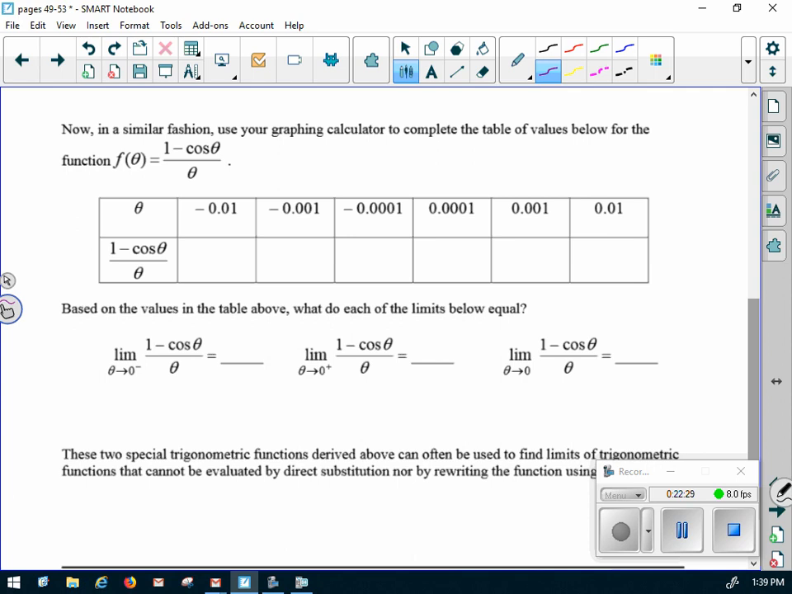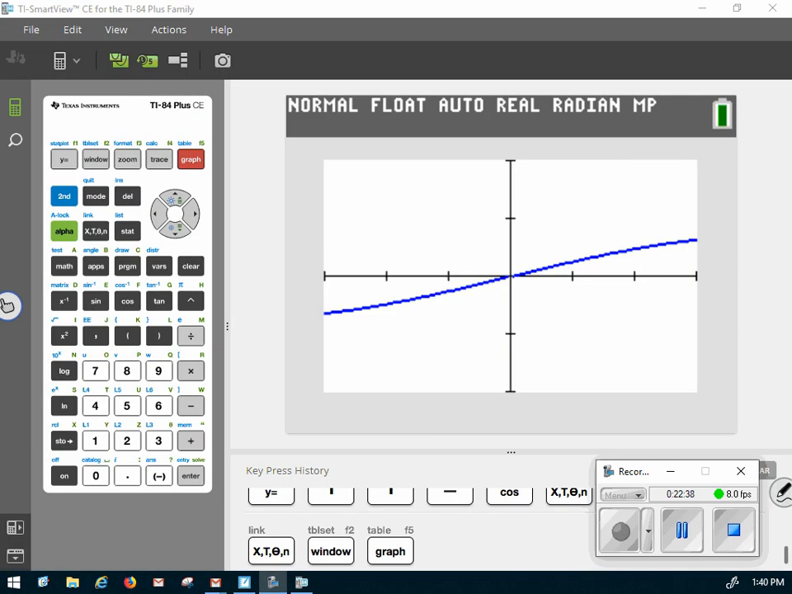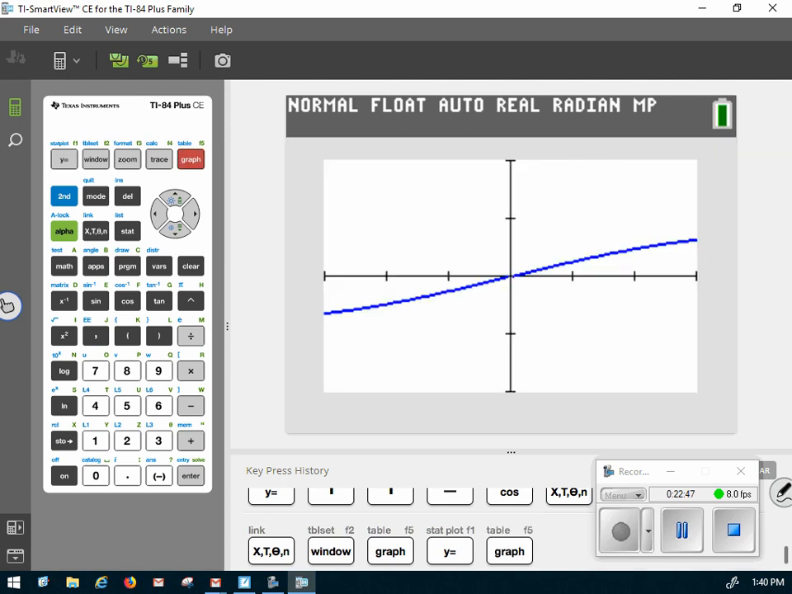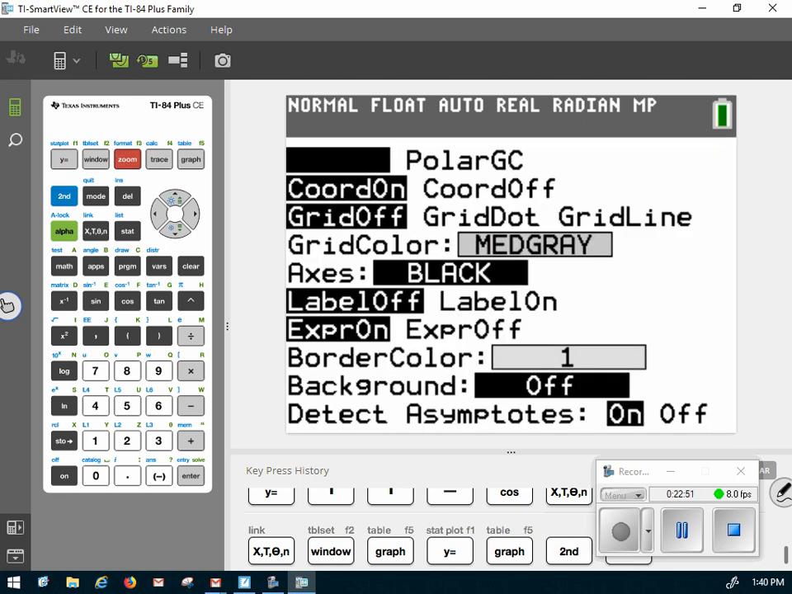Go back to your calculator. Go into y equals, and I want you to graph this. So we put it in, 1 minus cosine theta over theta, but we had to use x instead of theta. Go back and turn off your axes. So go to second format, turn them off.